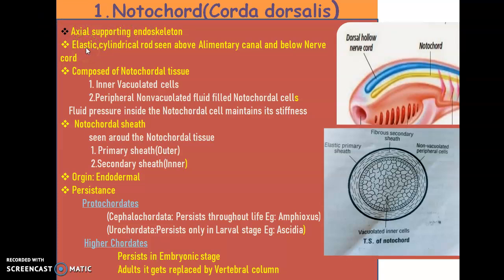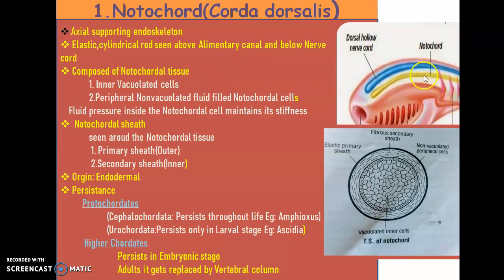Then actually it is elastic. What is the nature? It is elastic, cylindrical and rod-like. And where it is positioned, it is found just above the alimentary canal. This is the alimentary canal, just above the alimentary canal or just below the dorsal tubular nerve cord. This is the dorsal tubular nerve cord, this is the alimentary canal. In between these two, you can see the notochord.